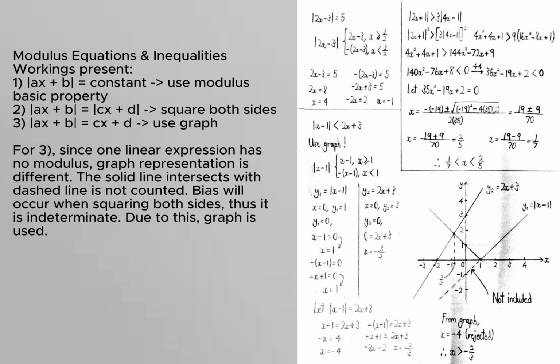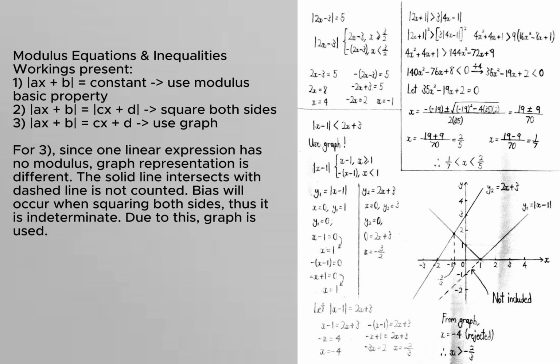For the third case, however, it is very different, because you're going to use a modulus graph, and you need to draw the line to depict the answer clearly on the graph. This is because if you square both sides, eventually you get an indeterminate value, and because the modulus involves both answers, you don't even know which one to accept or to reject.